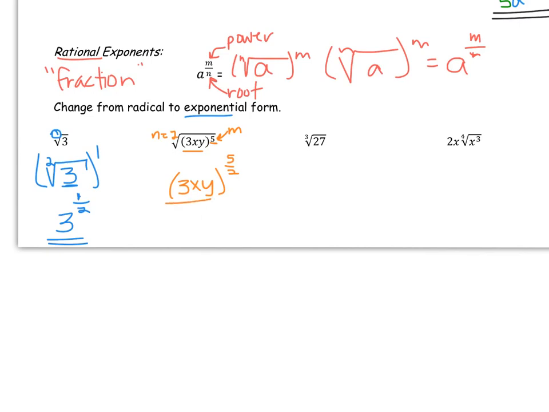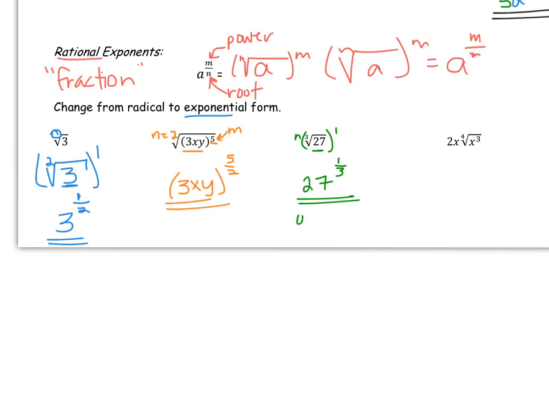Try the next one. Cubed root of 27. 27 is our number base. We're going to keep that on the inside. 3 would be our n value, but there's no power. That means it defaults to 1. 27 to the 1/3. That's writing it in exponential form.